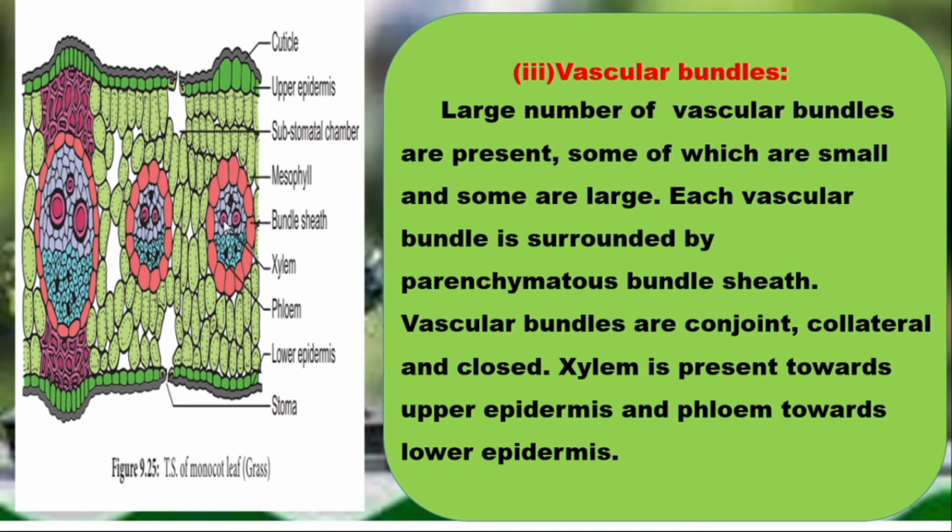And in a closed vascular bundle, there is no cambium present in the vascular bundle. That's why we call this a closed vascular bundle. So look, the vascular bundle is conjoint, collateral and closed. Xylem is present towards the upper epidermis and phloem towards the lower epidermis. So look here, xylem towards the upper epidermis, phloem towards the lower epidermis. This is the condition present in the vascular bundle.